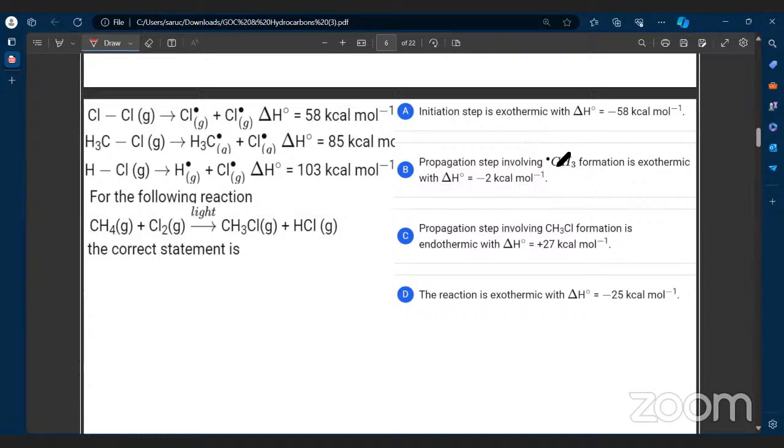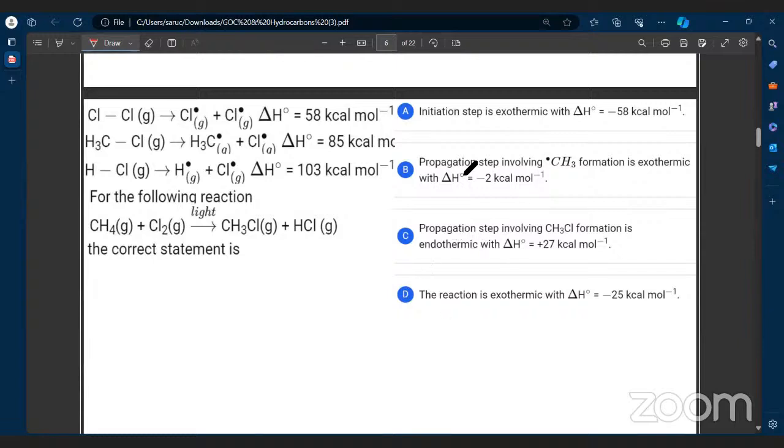Propagation step involving methyl free radical formation is exothermic with delta H naught of minus 2 kilocalories per mole. Propagation step involving CH3Cl formation is endothermic with a delta H naught of 27 kilocalories per mole. The reaction is exothermic with delta H naught of minus 25 kilocalories per mole. Okay, so this is the question.